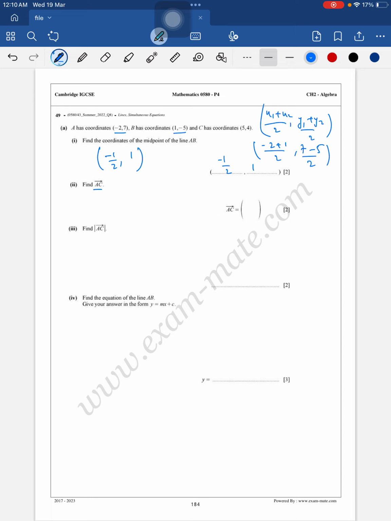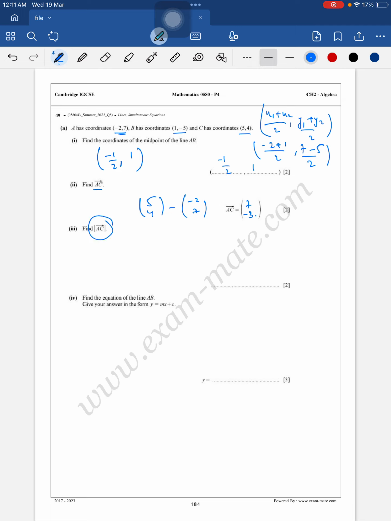Find the AC vector. AC means C minus A. C minus A means (5, 4) minus (minus 2, 7). 5 minus minus 2 means 5 plus 2, that is 7, and 4 minus 7 is minus 3, right?